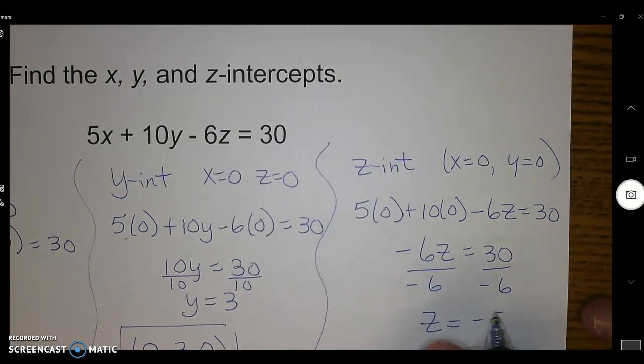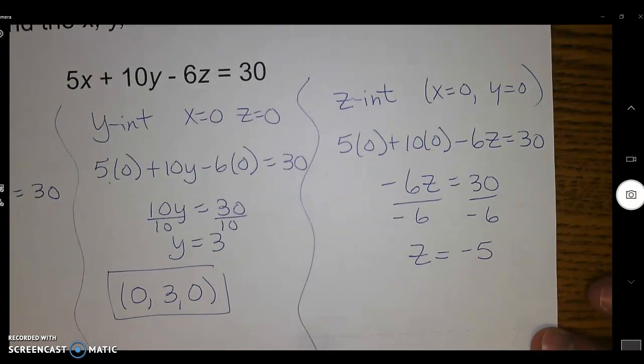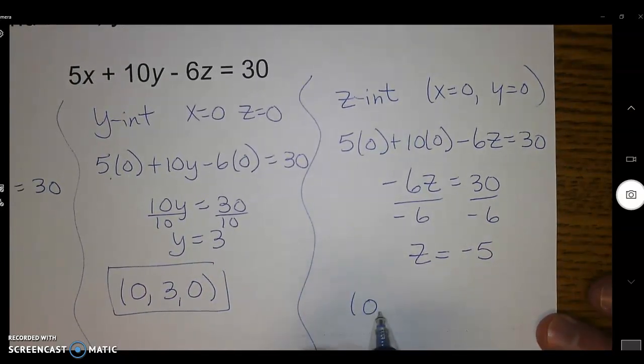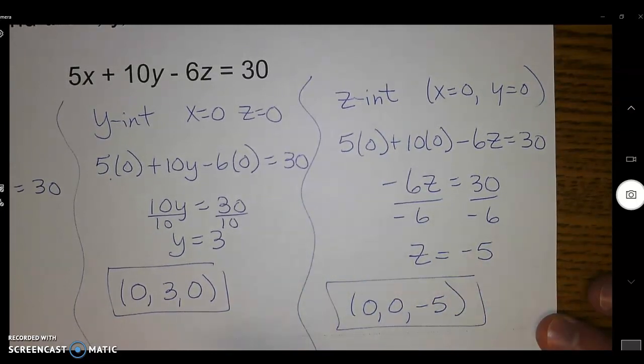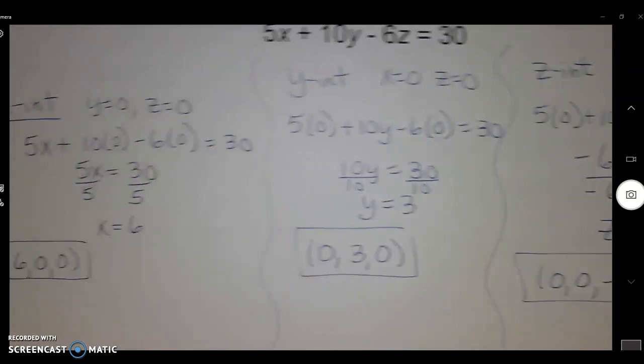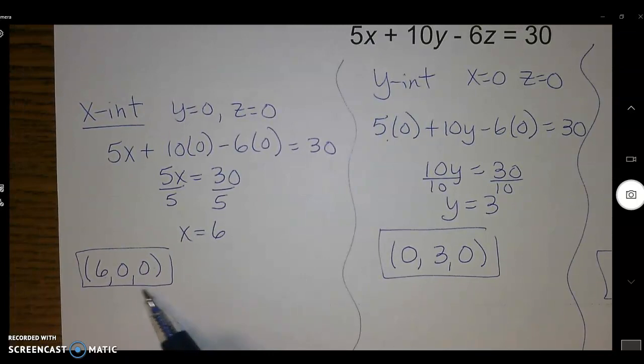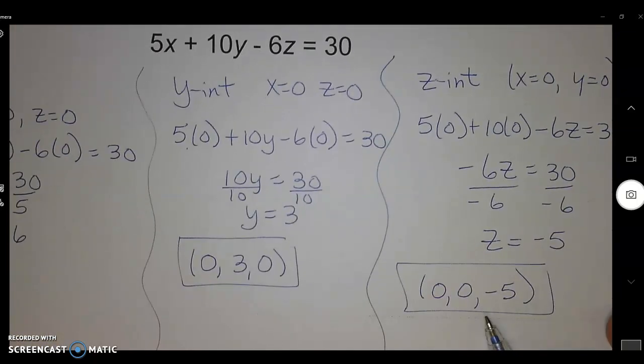Z equals negative 5. Again, write as an ordered triple. X is 0, y is 0, z was negative 5. So there are my three intercepts. X-intercept, y-intercept, z-intercept. Make sure you write them as ordered triples in order to receive all your points.